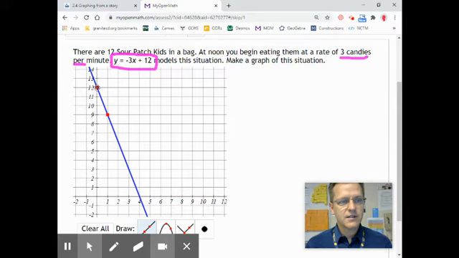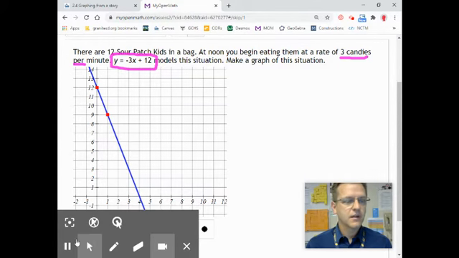Let's do this. This says you had 12, then you have 9, then you have 6, then you have 3, then you have 0. So after 4 minutes, you've eaten all the candies. Let's go on to the next question.